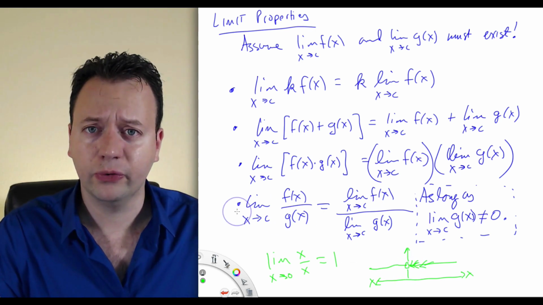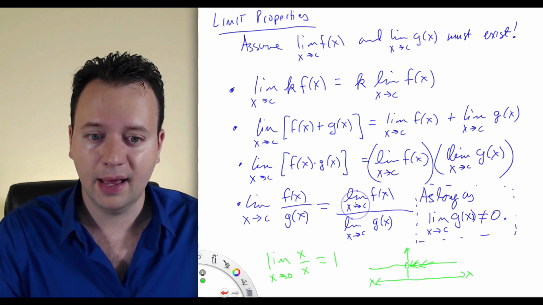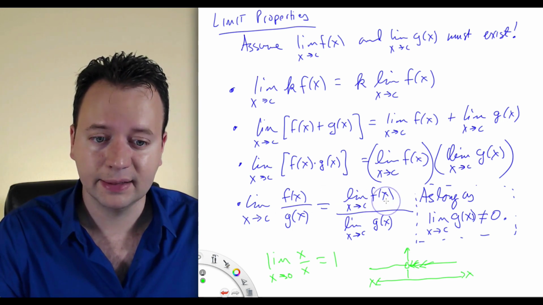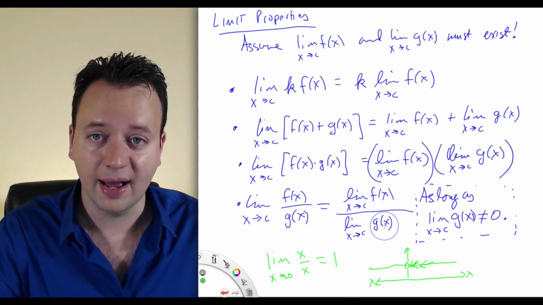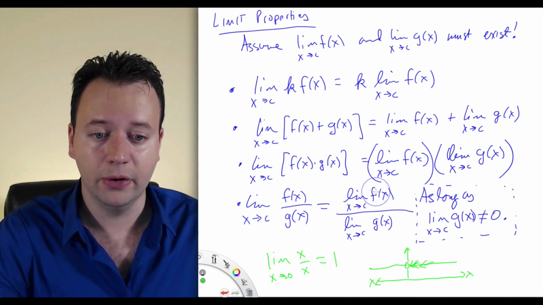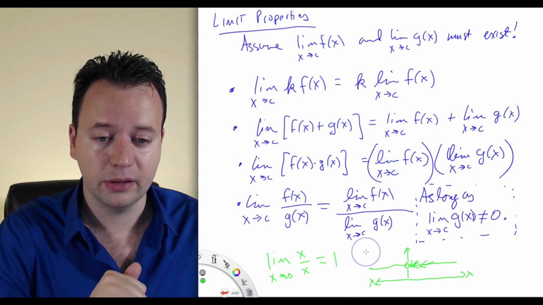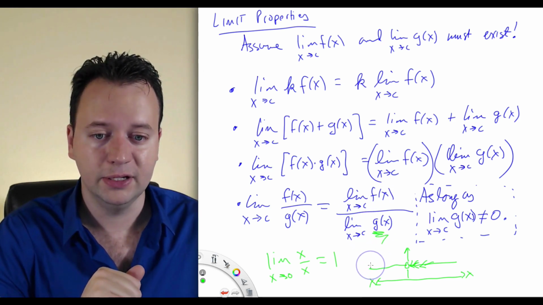But notice this property number 4 doesn't hold, right? This is not equal to the limit as x approaches 0 of x divided by the limit as x approaches 0 of x, because the limit as x approaches 0 of x is just 0. So this would predict 0 over 0, which is meaningless. It doesn't give you anything. So you can see why it's important that this bottom one cannot be 0.